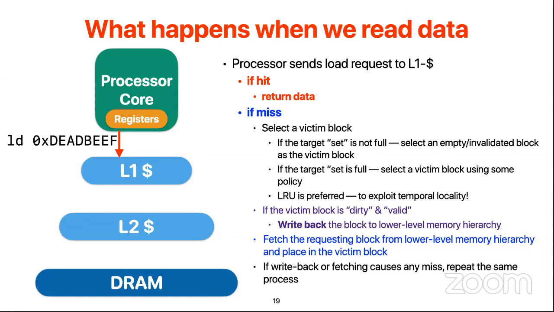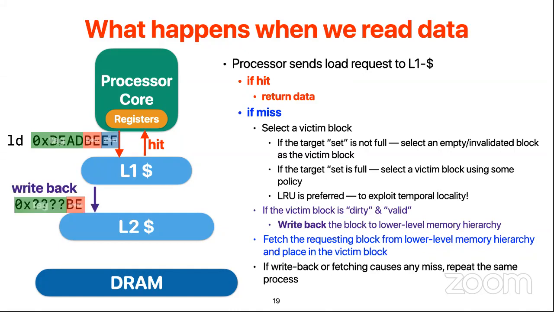If it's already in a cache, then when we access the cache, we need to partition the address into tag, index, and offset. We use the offset to locate the word within a block. We use the index to figure out which set will contain the requested block, and we use the tag to determine if the block is indeed there. And if it's there, it's a hit.